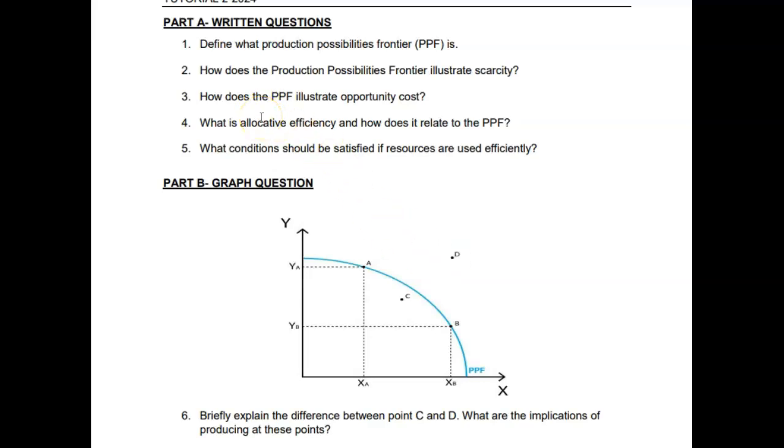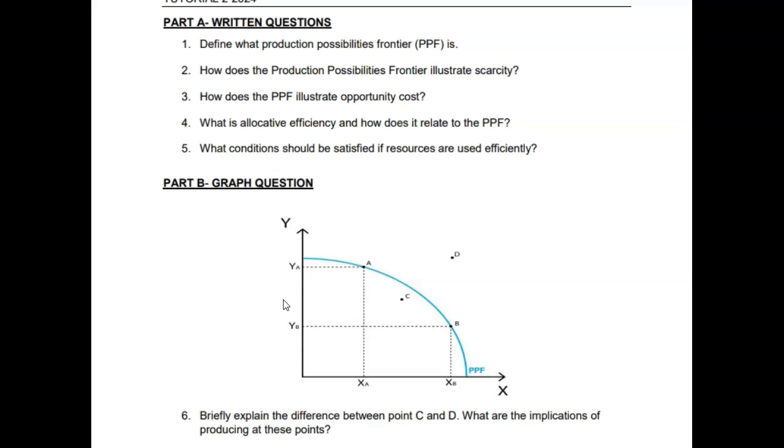Third one, how does the PPF illustrate opportunity cost? You can see this shape over here as an outward shape. This illustrates opportunity cost because if there was no opportunity cost, this would just be a straight line going like this, okay? But because it's going like this, that's how it illustrates opportunity cost, because the more of these products you produce, the less of these products, as you can see, you produce. So if you want more of X, you have to give up Y. So that's how that shape illustrates opportunity cost.